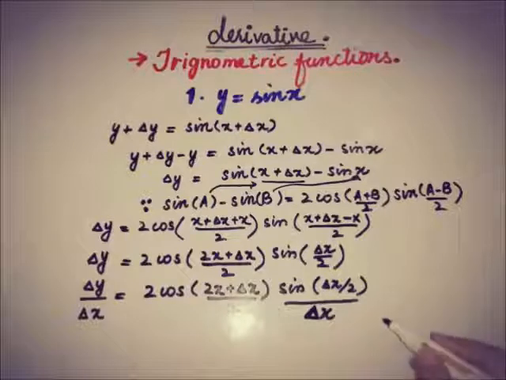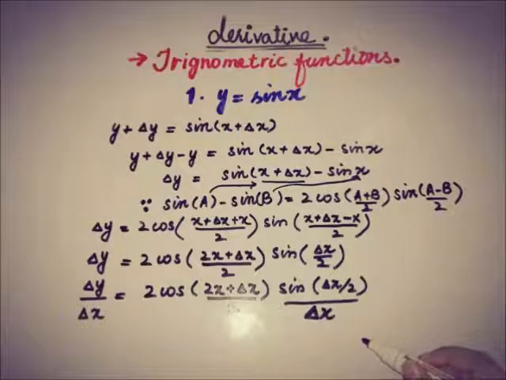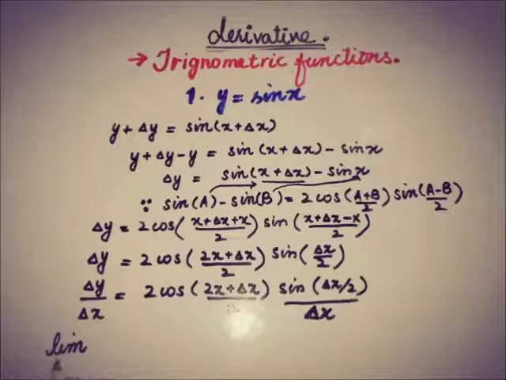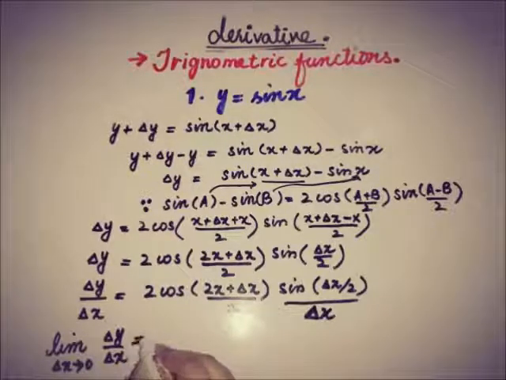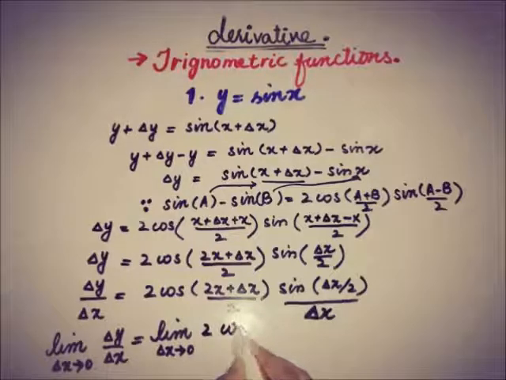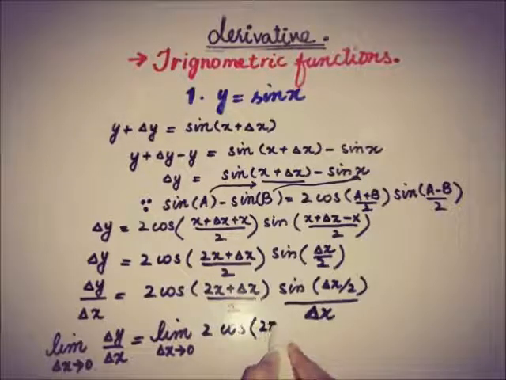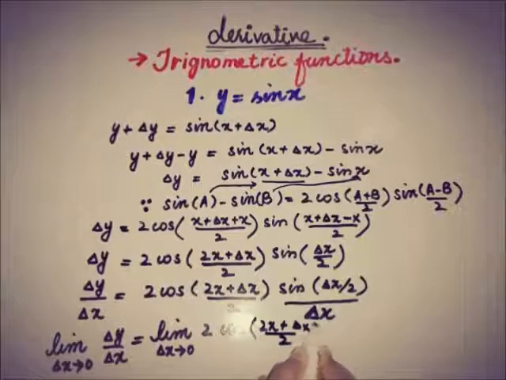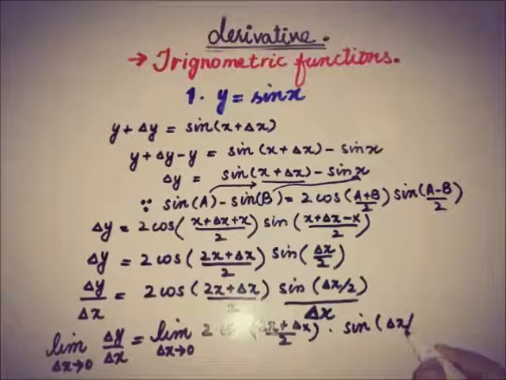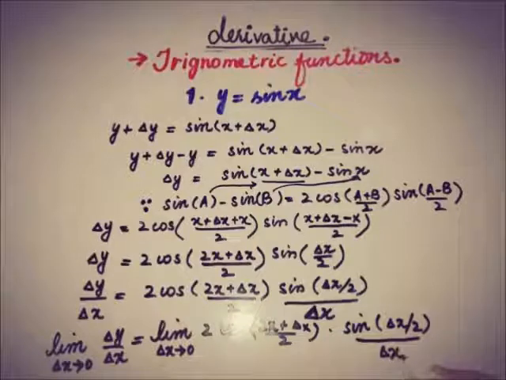Now the next step is to apply the limit on both sides. That is limit delta x approaches 0, delta y by delta x is equal to limit delta x approaches 0 of cos of (2x plus delta x) by 2 and sine of delta x by 2 over delta x.